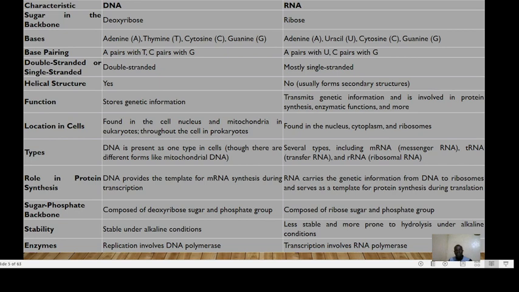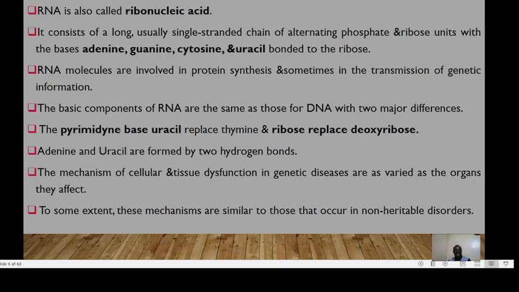So the DNA is composed of the deoxyribose sugar and a phosphate, while the RNA is composed of the ribose sugar and the phosphate. DNA is stable under alkaline conditions, while RNA is less stable and more prone to hydrolysis under alkaline conditions. Lastly, replication involves DNA polymerase, while transcription involves RNA polymerase for the RNA.